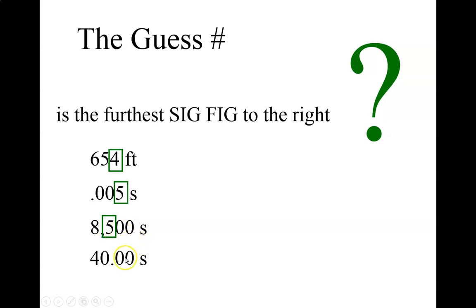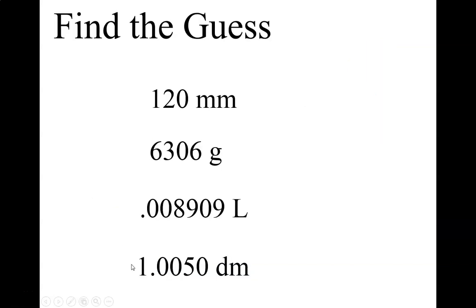40.00. The question is, do these follow right rule? They do. They're to the right of a number and a decimal place. So these are significant. Sandwich rule makes that significant. It's got 4 sig figs. So the guess digit is the furthest 0 to the right. Okay. Guess digit.